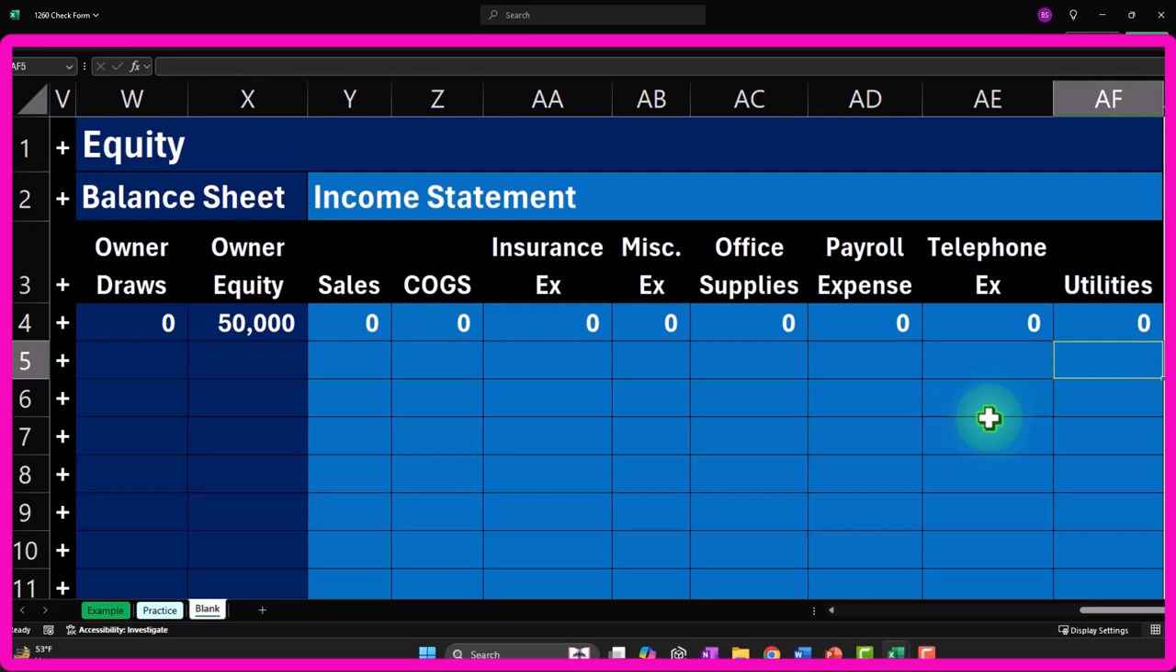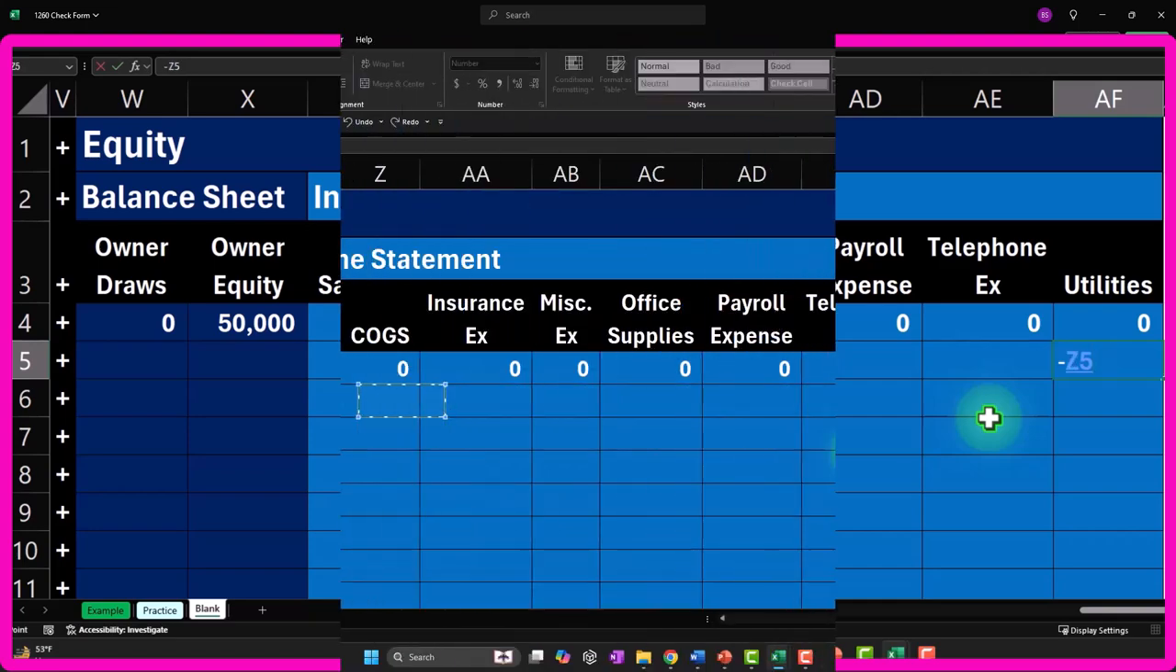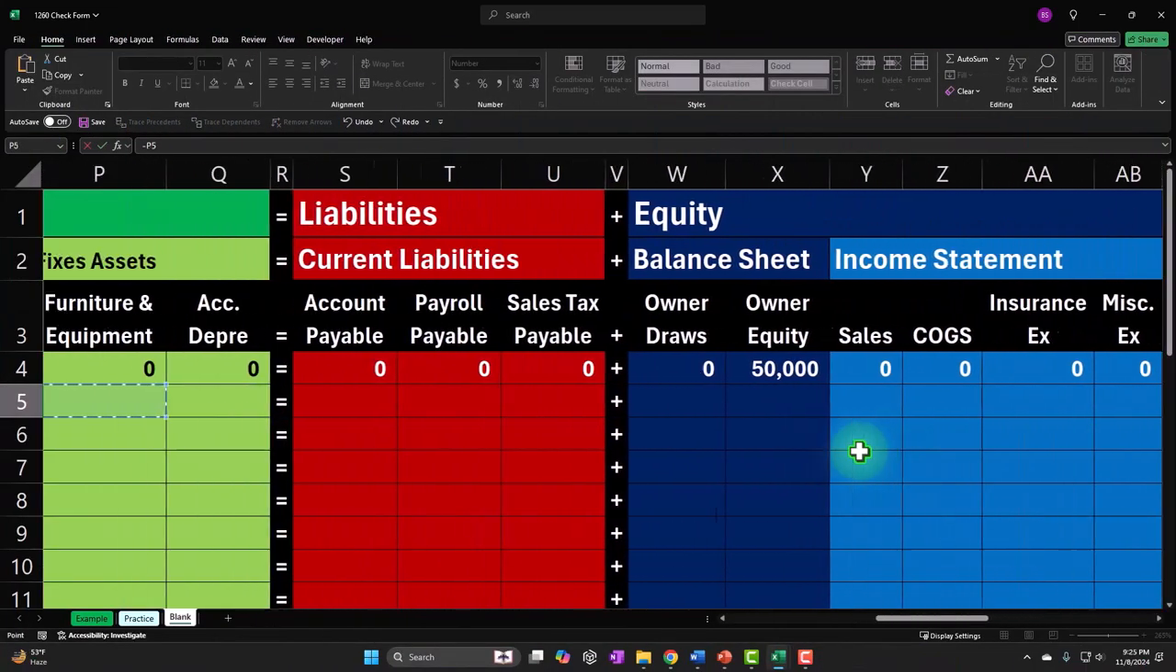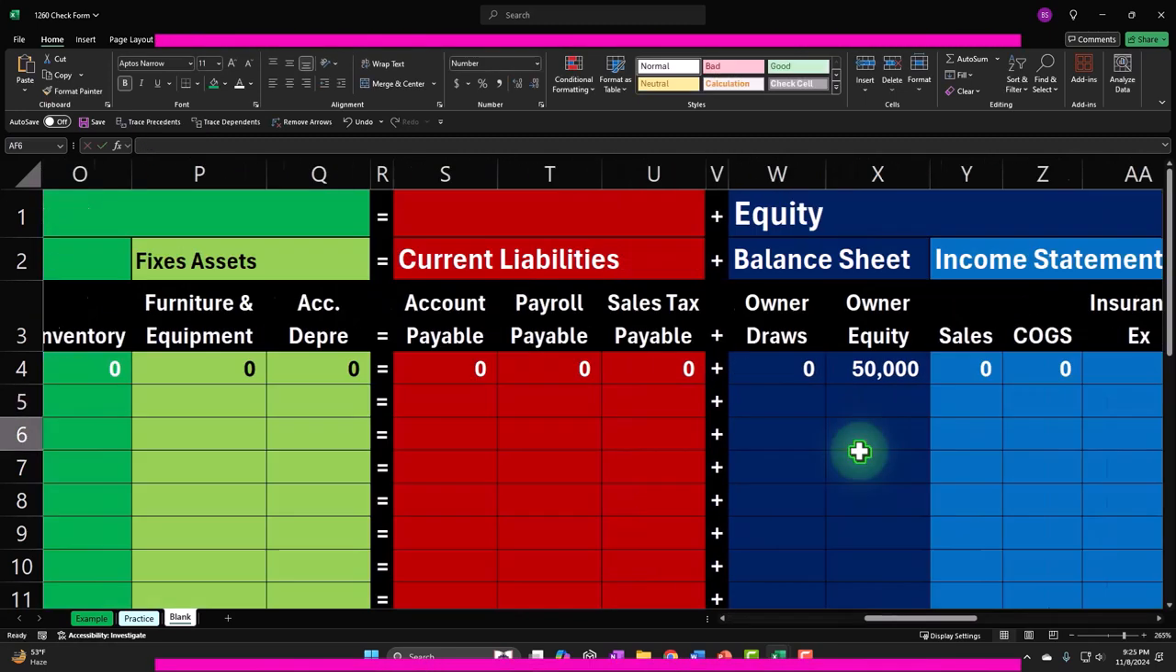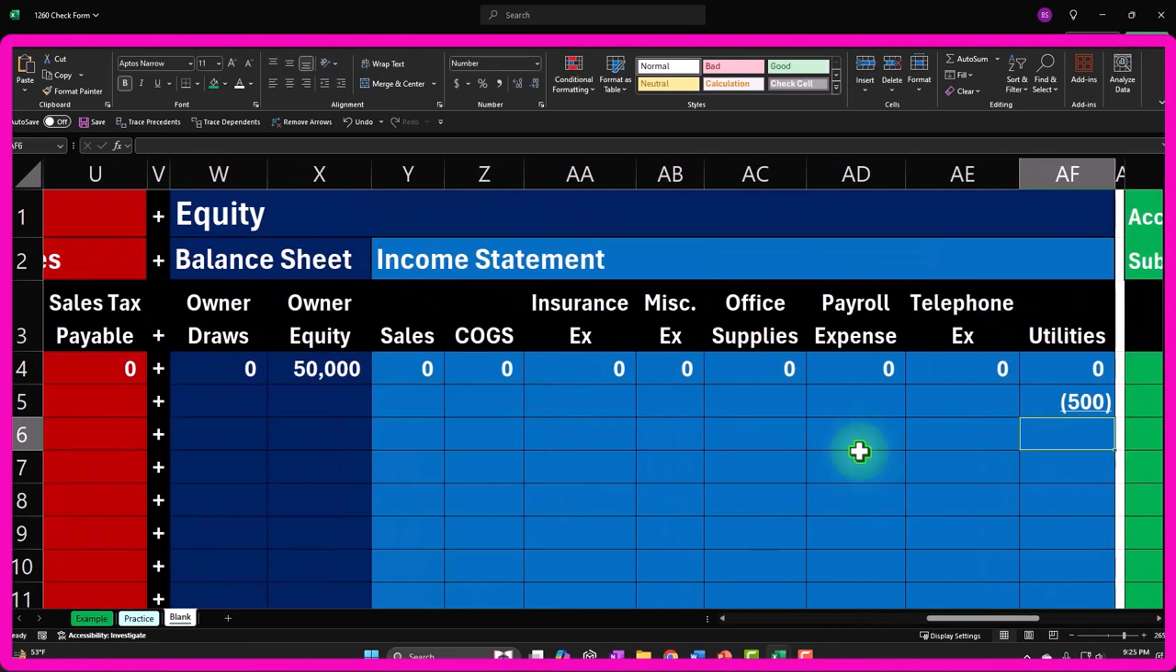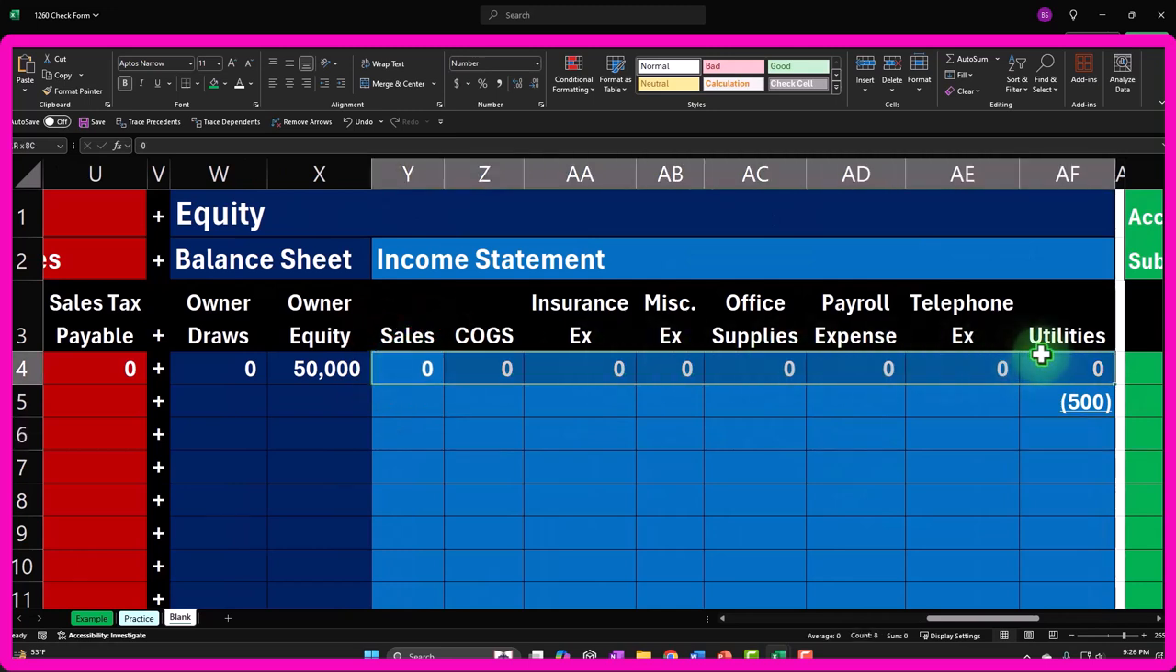But if it's relatively small, I might group it together with the trash and the gas and so on. So I'm going to put it into utilities. Also, I'm going to make it a negative, because it's going to be decreasing total equity, decreasing net income. So we're going to say that's going to be 500. Boom. So that's going to be decreasing net income, which is revenue or sales minus the expenses.